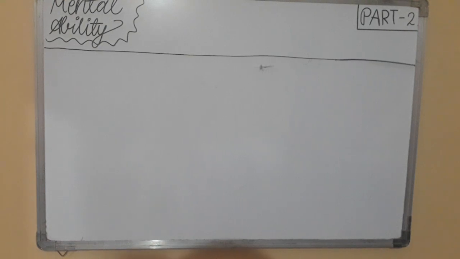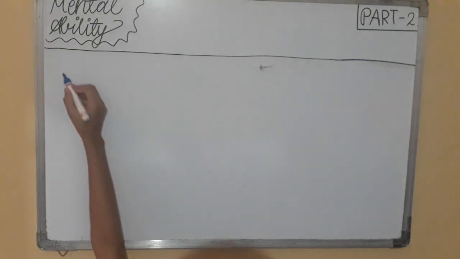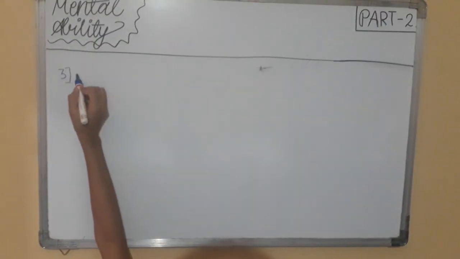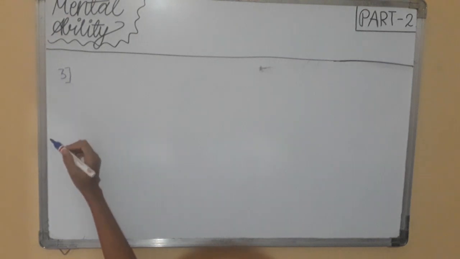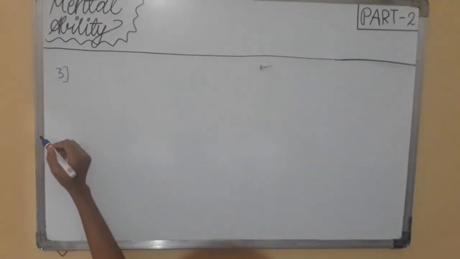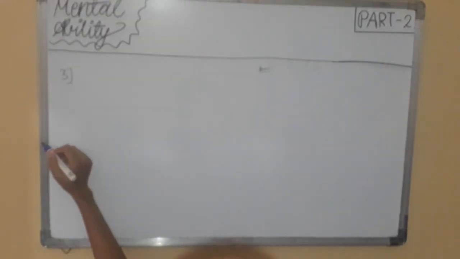Today we will learn class 8 mental ability part 2. In this part we will learn more questions, different types of questions. Our third question is, who is the eldest of them? Like this type of questions.